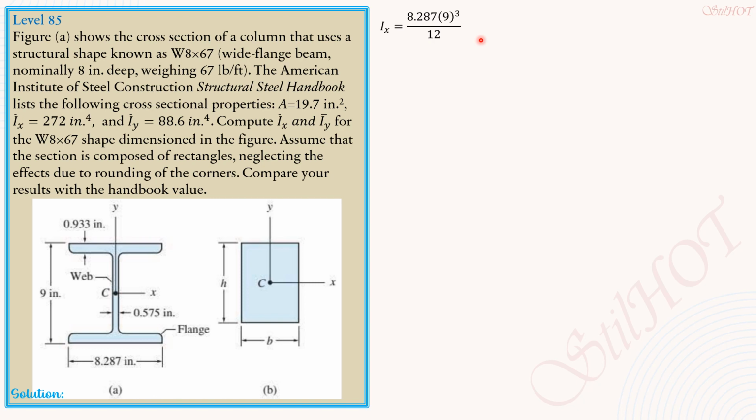So I bar x is 8.287 cubed over 12 for the big imaginary rectangle, minus the base of the combined two rectangles, which is 8.287 minus 0.575, times quantity 9 minus 2 times 0.933 cubed over 12. Computing, I bar x is equal to 270.1 inches to the fourth, which falls a little bit shorter than the actual moment of inertia of that section from the AISC Structural Steel Handbook.